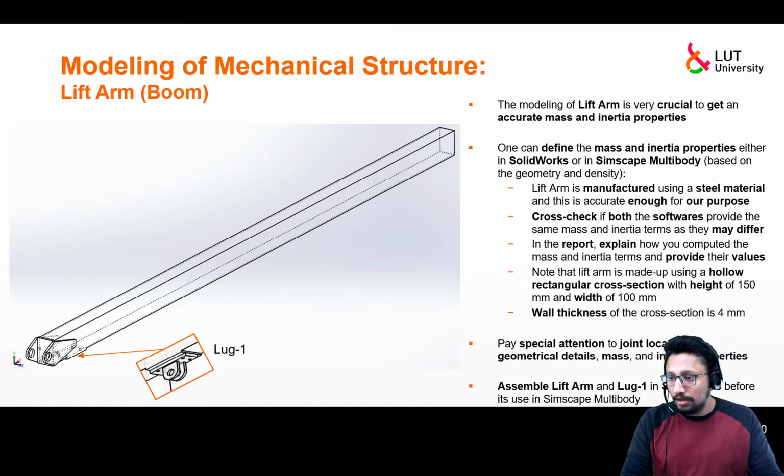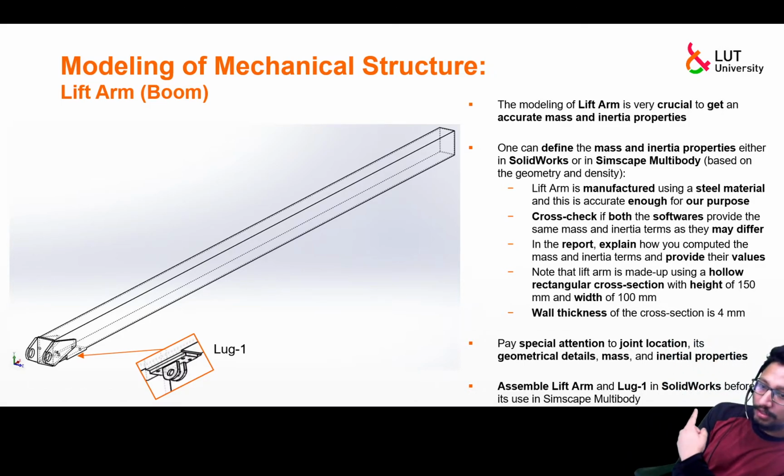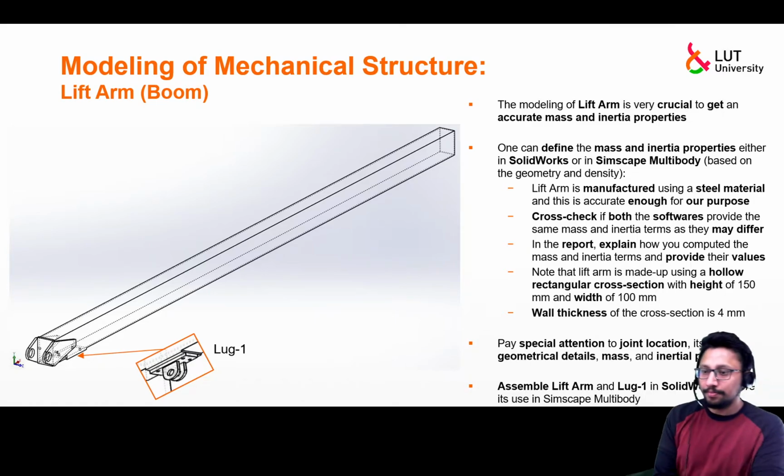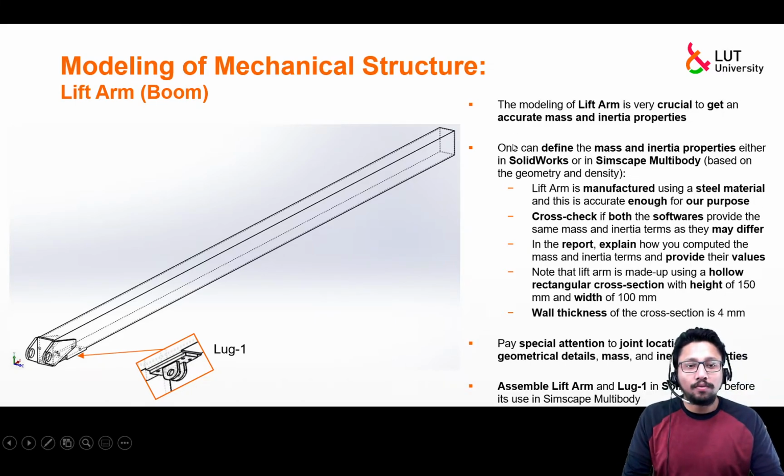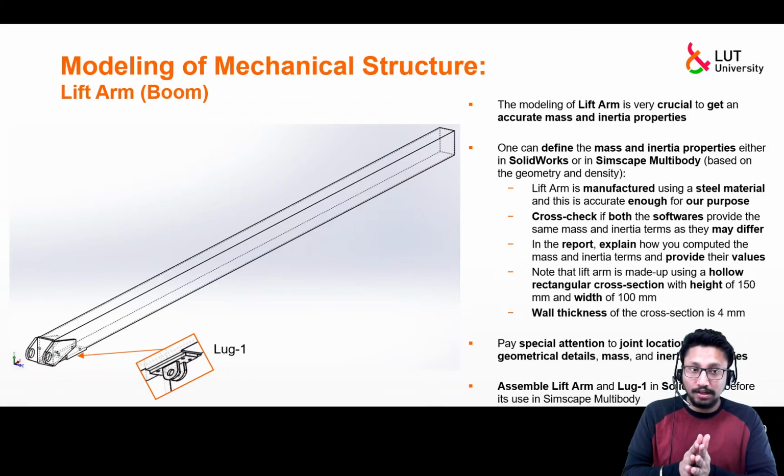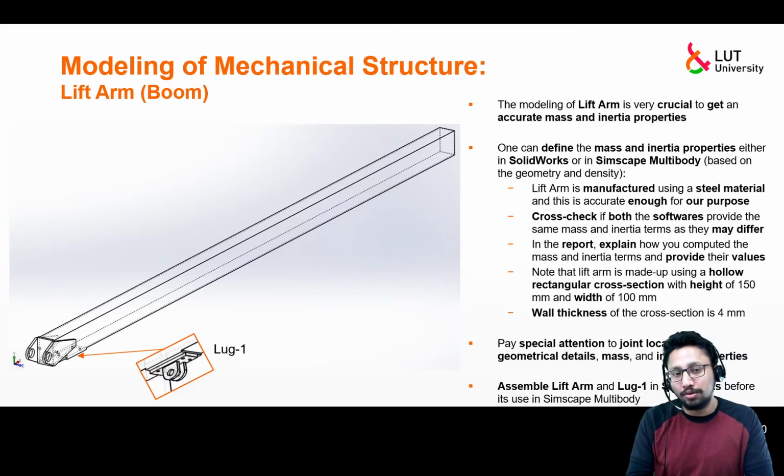I will just move a bit so you can see what's written here. Anyways, one can define the mass and inertia properties either in SolidWorks or in Simscape Multibody. So there are two ways to define these properties. If you are using Simscape Multibody, you can simply define these properties based on the geometry and the density, like the way we have been using it in our previous course. Whereas if you plan to do it in SolidWorks, then you need to know the material that is being used.